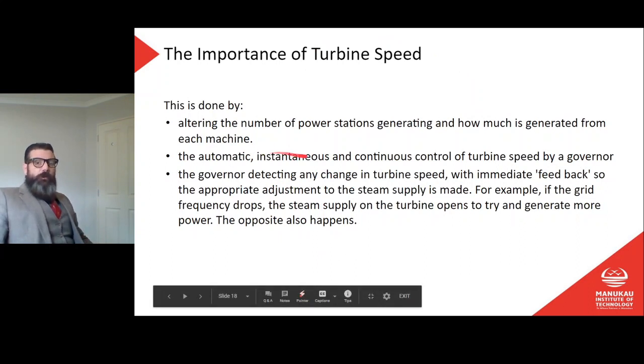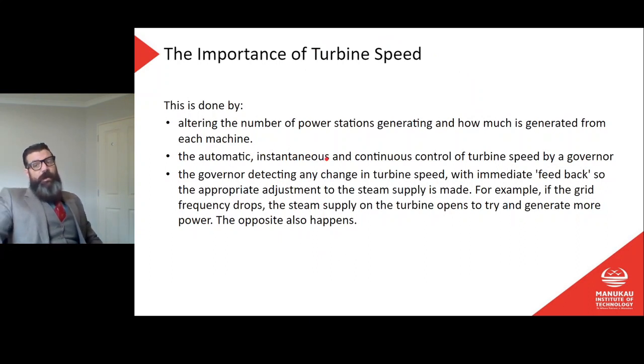So we do it by altering the number of power stations generating and how much is generated from each machine. So that's controlling the load. Obviously, if the load isn't changing, in most cases, we don't need to change the speed. We keep the speed the same if the load is the same. It's only when the load goes up and down that I need to alter the speed of my turbine. So if we alter the number of power stations generating and how much is generated from each machine, then we can try and maintain a fixed load, I guess.